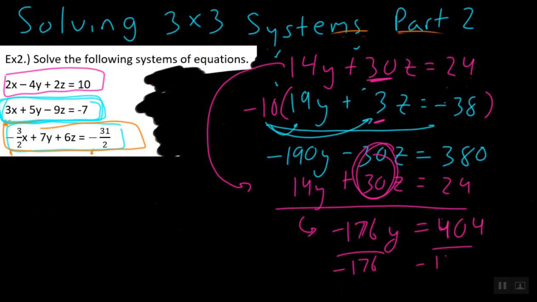Okay. And now all we have to do to get y is divide both sides by negative 176. Let's see what y equals. By the way, guys, sometimes there's a time for fractions. Sometimes there's a time for decimals. I would say that if this comes out to be a fraction, we should probably use a decimal.